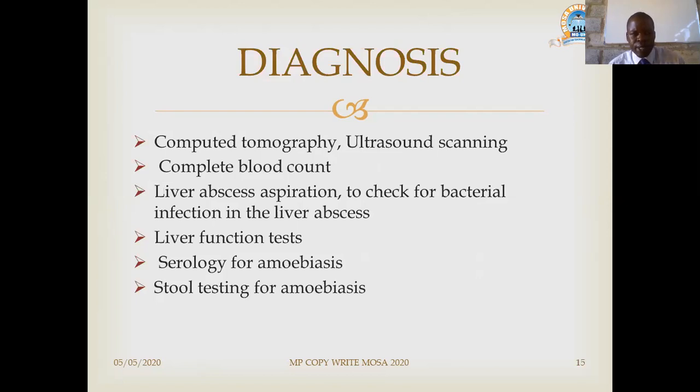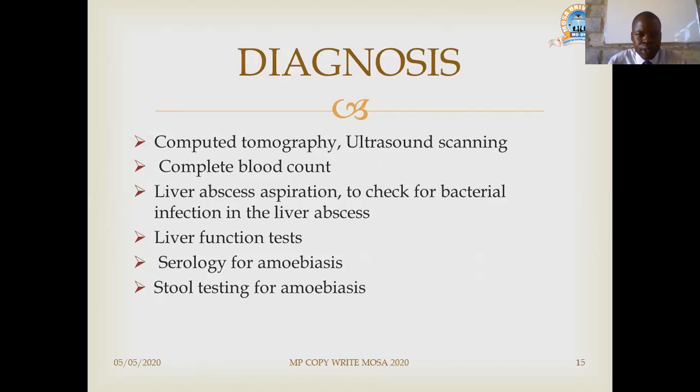Then liver function tests can also be done. Liver cell function tests can also be done. Serology for amyloidosis, which we said is one of the etiologies that can be there. So in liver function tests, there are a lot of things that can come up. It can also bring to us amyloidosis, and it can also bring to us the presence of fungal infection.